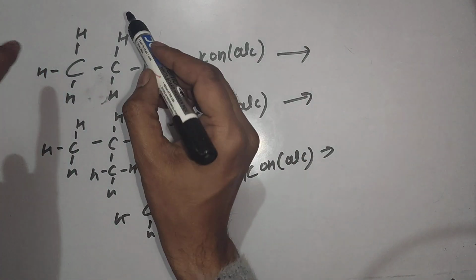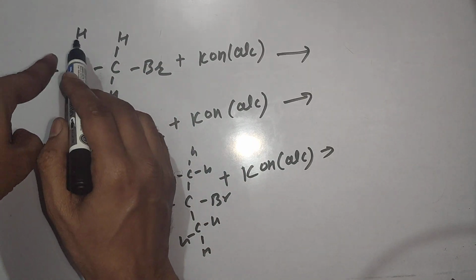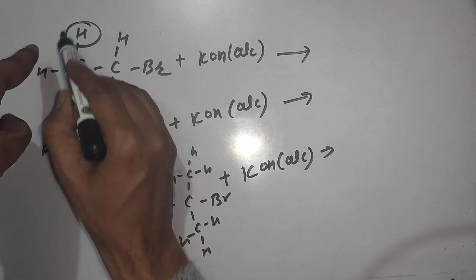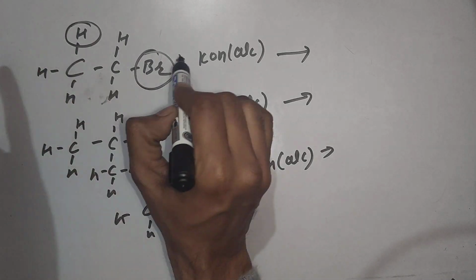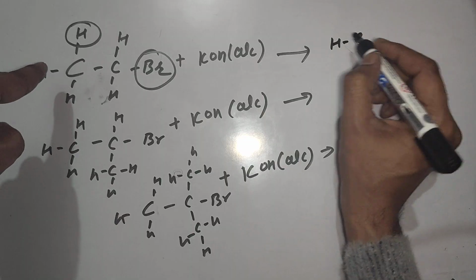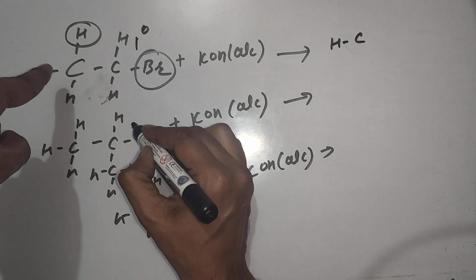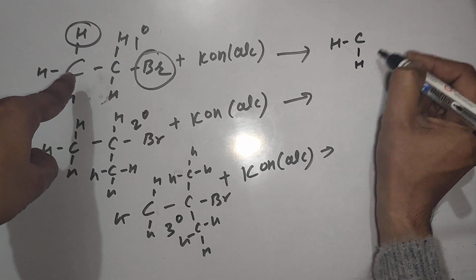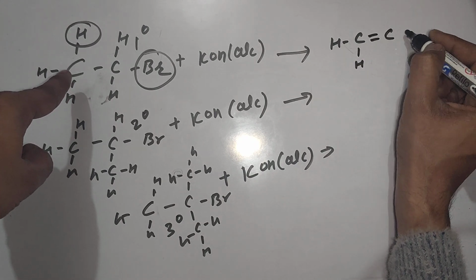Okay. In previous video I told you how to make a direct product. The trick was beta hydrogen and halogen. Just remove it and make double bond over here. So this is 1 degree haloalkane, this is 2 degree, and this is 3 degree. When 1 degree haloalkane will show beta elimination reaction, I will get this alkene.